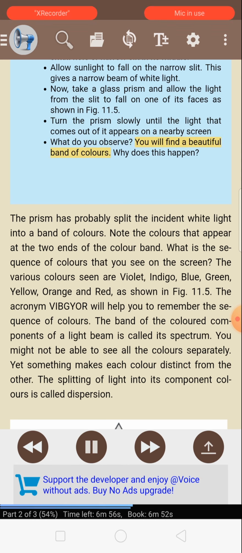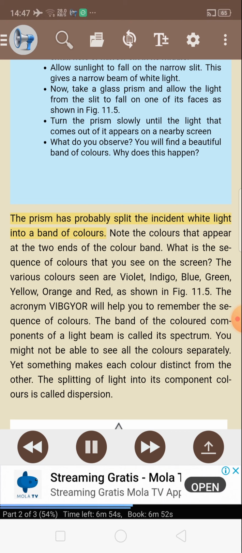You will find a beautiful band of colors. Why does this happen? The prism has probably split the incident white light into a band of colors. Note the colors that appear at the 2 ends of the color band. What is the sequence of colors that you see on the screen? The various colors seen are violet, indigo, blue, green, yellow, orange and red as shown in figure 11.5. The acronym VIBGYOR will help you to remember the sequence of colors. The band of the colored components of a light beam is called its spectrum.